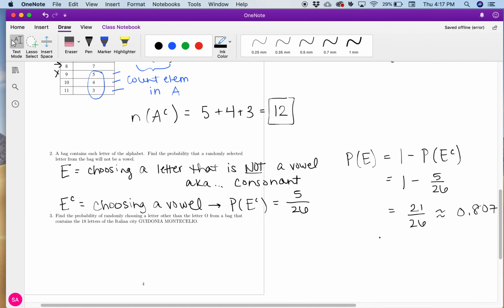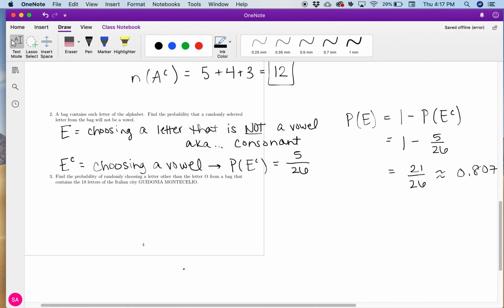Let's do this one more time. A little different though. So find the probability of randomly choosing a letter other than O from a bag that contains the 18 letters of the Italian city. Oh geez, I cannot pronounce that. Guidonia Monticello? I don't know. I am not Italian in any way, so I butchered that.